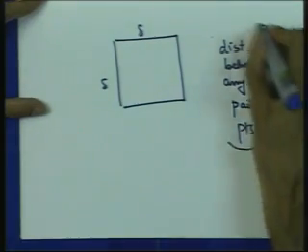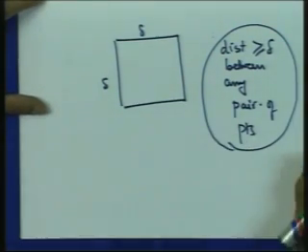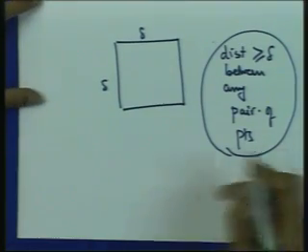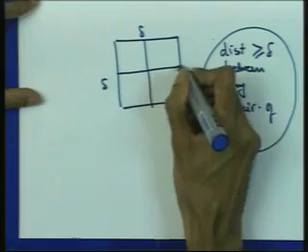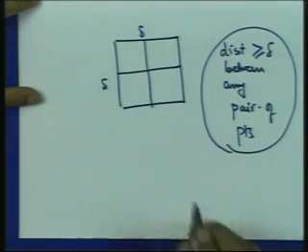Okay, so the distance between any pair of points in the square is at least delta. How many points can I put inside the square? That's the question. Well, here is the trick. What you do is divide this into 4 parts. These will be our holes. We'll have to see what the pigeons are.